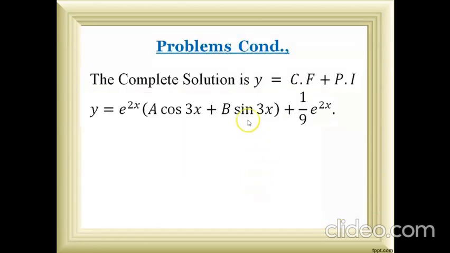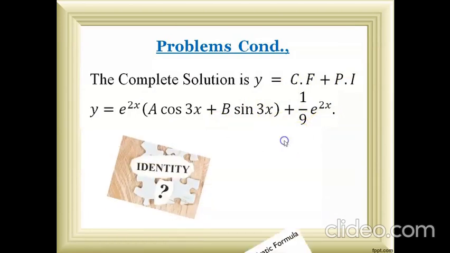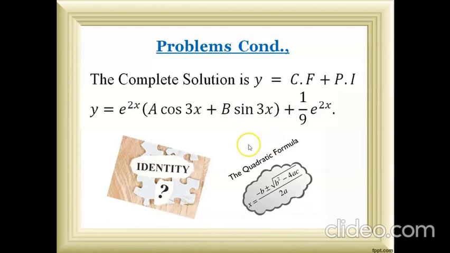The complete solution of the given problem is the complementary function plus the particular integral. You just add them together and you get the general solution of the given problem. For solving this problem, we must first identify the type, and for finding the complementary function, I just used this quadratic formula.